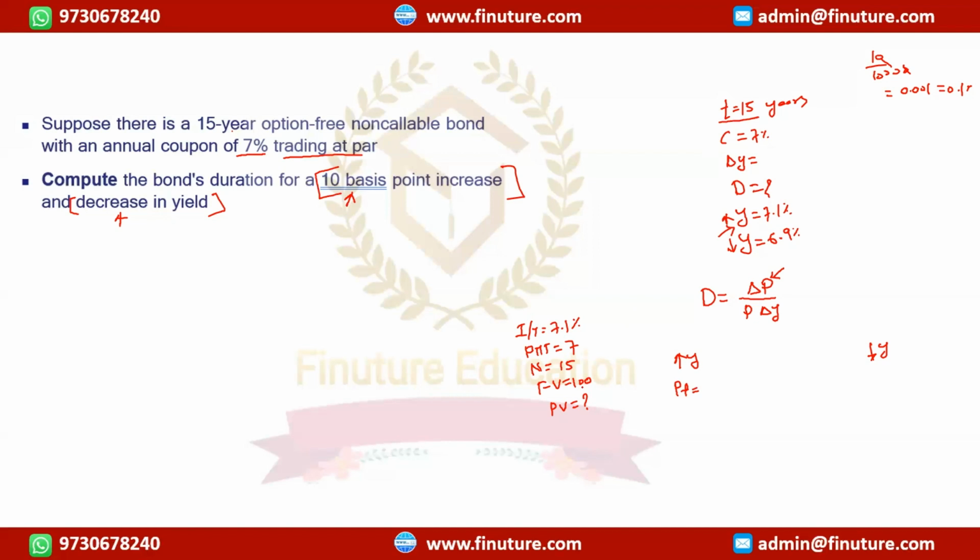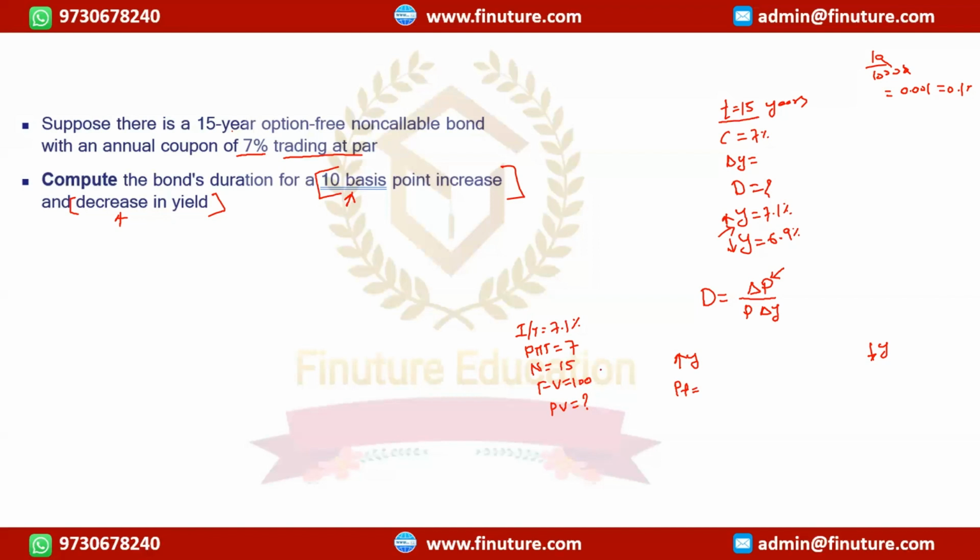Your IY is 7.1%, PMT is $7, and future value is 100. Can you help me with the PV? What PV are you getting? Maybe if I keep going back, right? Tell me. I thought the last payment would be the principal plus the coupon.